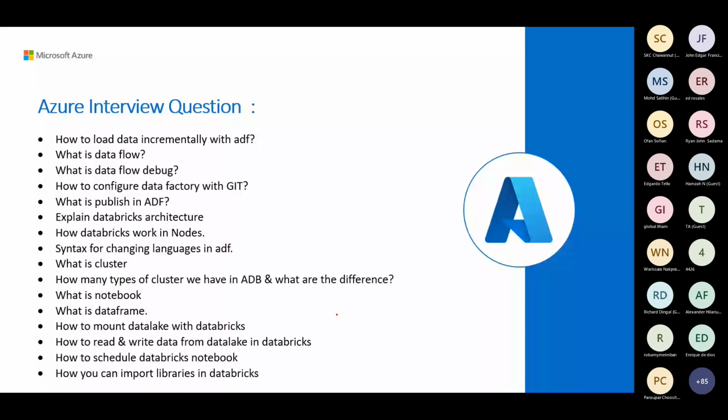What is data flow? What is data flow debug? Okay, how can you configure Git with Data Factory? What is the publish feature you have in ADF? What is Databricks? Okay, there is another service which we have talked about.